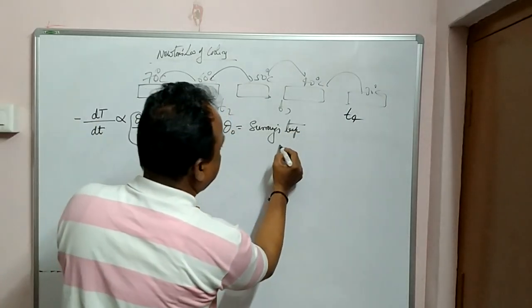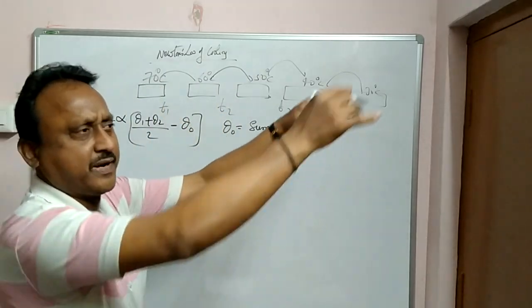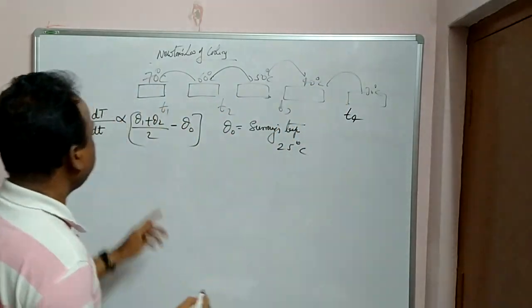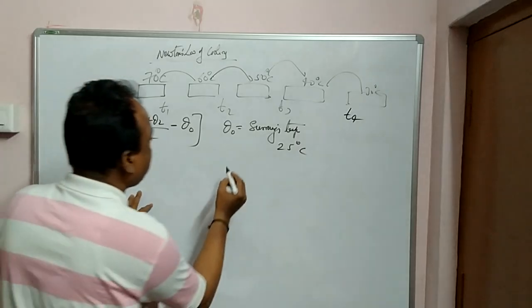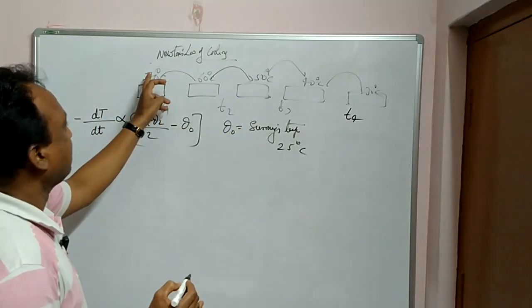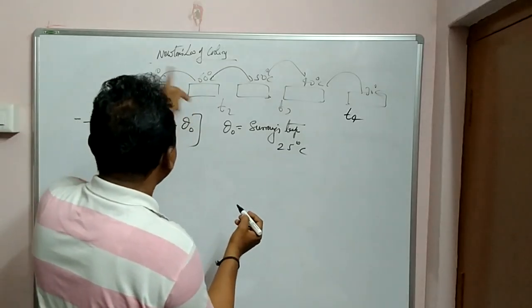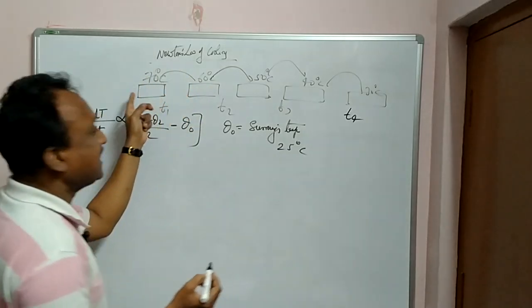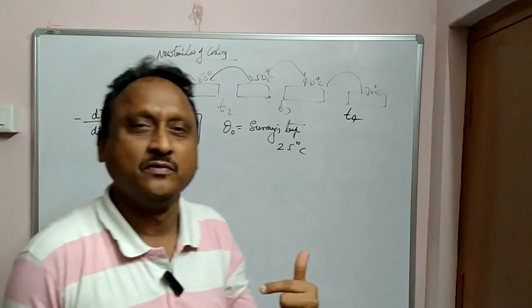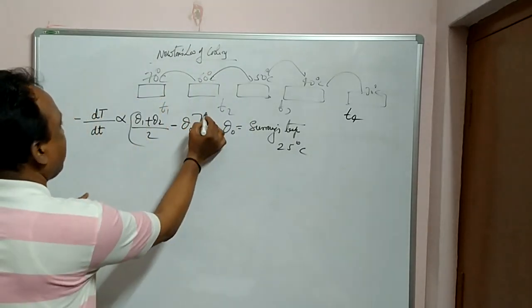Let us take surrounding temperature as 25 degrees centigrade. And what is (θ1 + θ2)/2? That means the average of the temperature falling. For example, here you can observe 70 to 60, so 70 plus 60 by 2, 130 by 2, 65 degrees. This is the formula given by Newton.